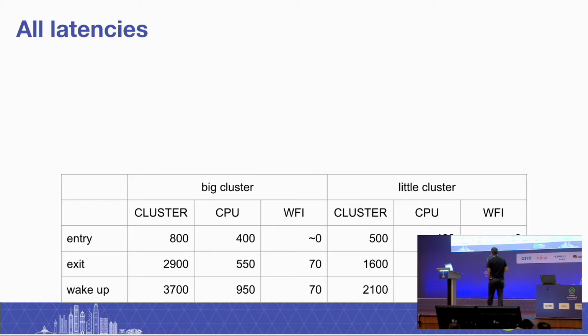So this is the final value for the big and the little cluster, for the entry and exit, and for the wake-up latency, which are different from the ones that are set in the current C-state table. Like the previous one, I'm using a script that runs everything automatically and provides you the result at the end, or at least the data to create the chart and see the break-even point.